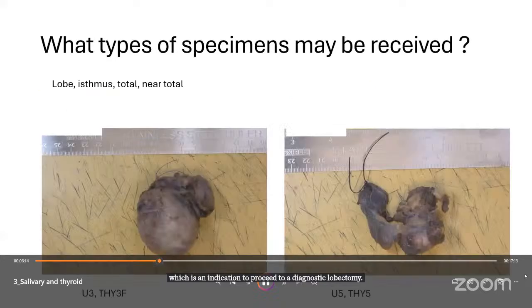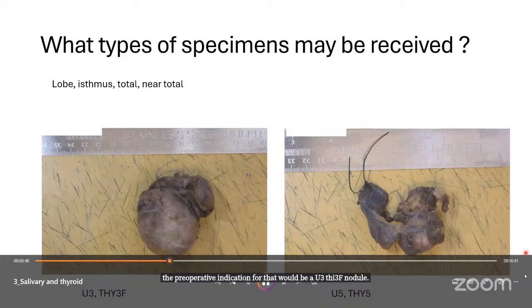So there are a range of potential specimens that can be received in laboratory, ranging from a total thyroidectomy to a lobe, an isthmectomy, or a subtotal thyroidectomy. There's an example on the left-hand side here of a lobectomy, and you can see there's a solitary nodule affecting the lobe there. The preoperative indication for that would be a U3 Thy 3F nodule.